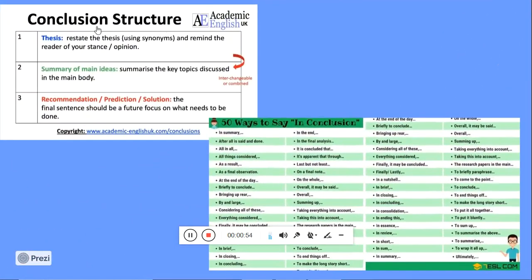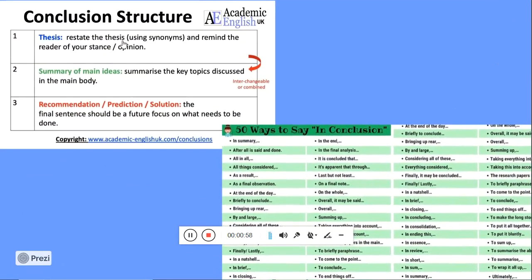Yes, the conclusion here. This is for thesis. Restate the thesis statement. العبارة الرئيسية اللي احنا أخذناها في الانترودكشن احنا بنعمل لها إعادة صياغة. Okay, using synonyms and remind the reader of your stance or opinion. وممكن تكون كمان summary of main ideas. تمام، يعني هتبقى هنا summary of main ideas بتلخص فيها الأفكار اللي أنت كتبتها. The key topics discussed. ممكن تكون recommendation, prediction or solution.